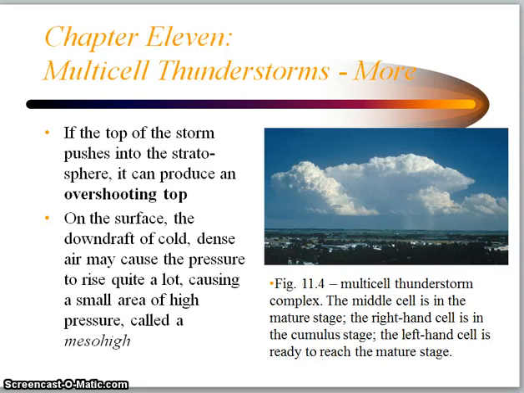This is a great looking picture of a multi-cell thunderstorm complex. The middle cell is in the mature stage, the right-hand cell is in the cumulus stage, and the left-hand cell is about ready to reach the mature stage. Sometimes these thunderstorms can be so powerful that they continue to build well above that flat anvil top. And this is what's called an overshooting top if it goes into the lower stratosphere. And this is kind of what this picture shows.